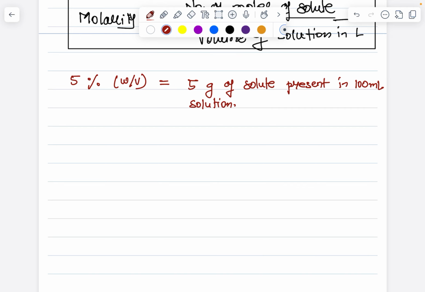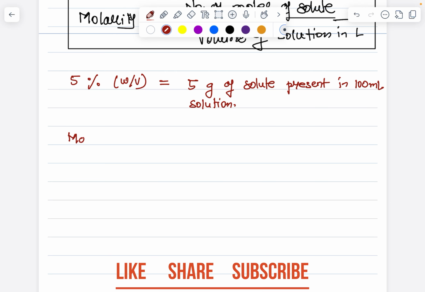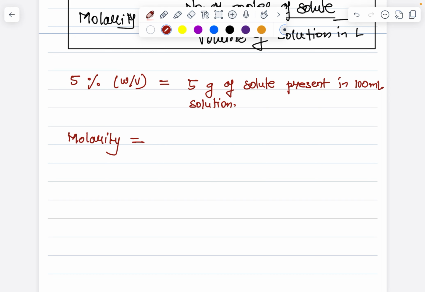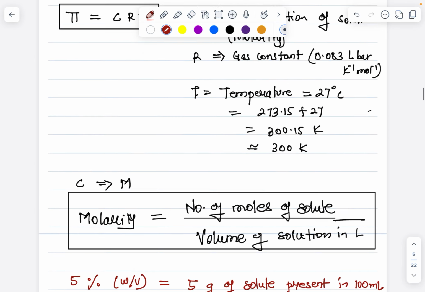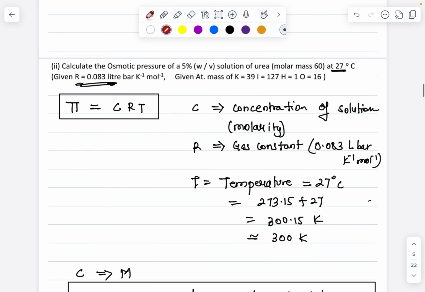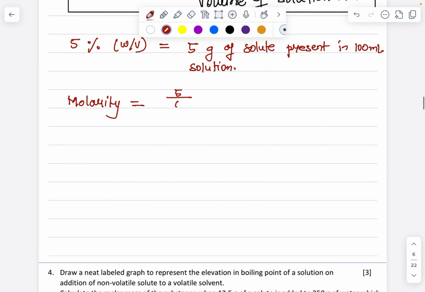So what is the molarity? Molarity is equal to, how do we find the number of moles? Number of moles is given weight, that is 5 gram, divided by molar mass. Okay, these are the basics you should be knowing. The molar mass of the given substance, urea, is 60. Divided by the volume of the solution, which is 100 ml. In liter, it will be 0.1 liter.